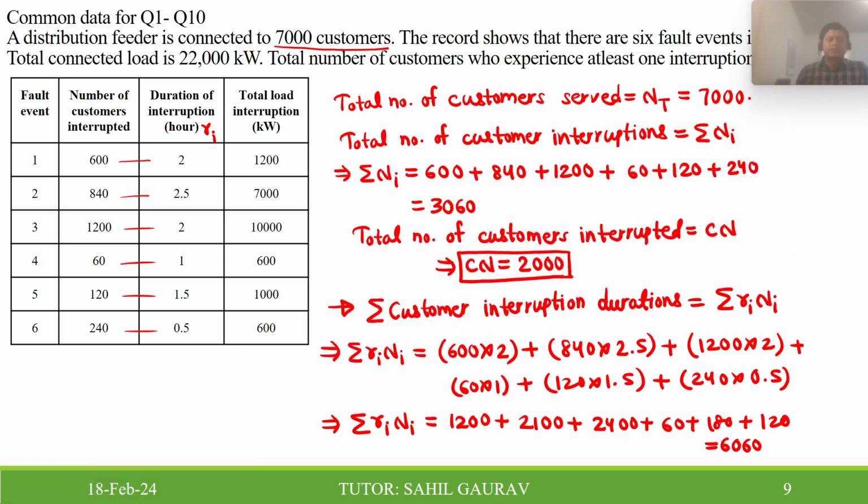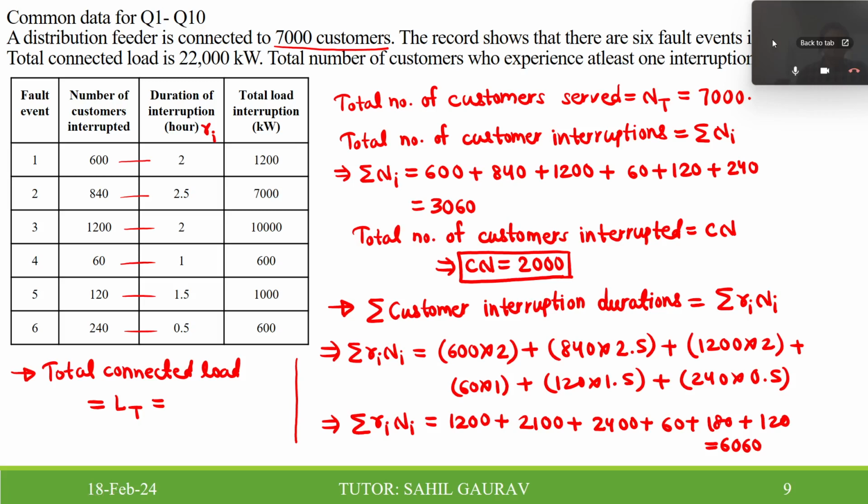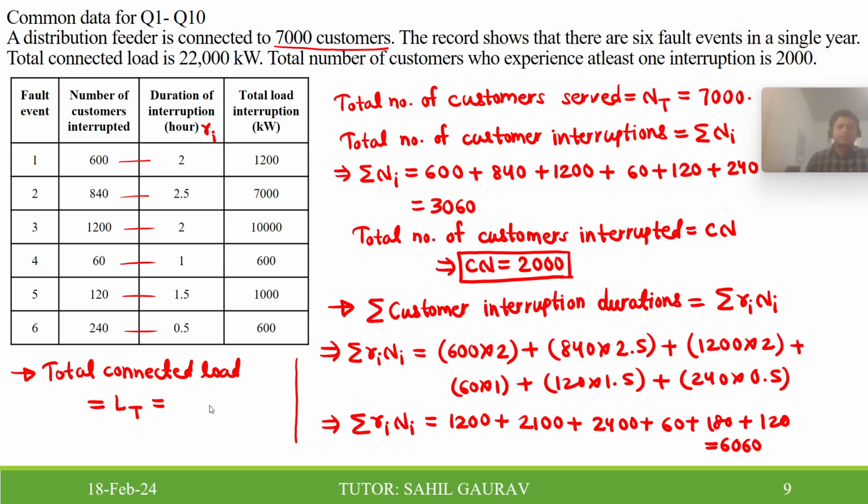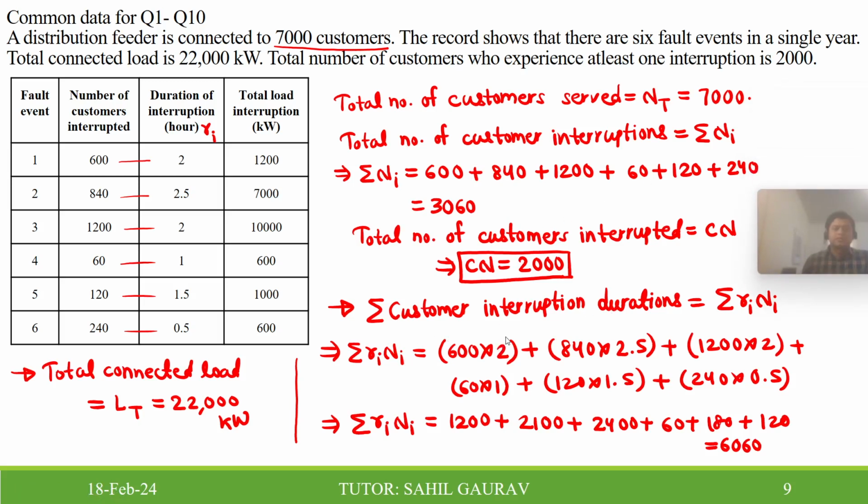And we have one more term, that is total connected load. Just first solve all these notations and then you can easily solve the problems. So total connected load equal to LT. What is the value of LT? 22,000 kilowatt. Yes, so this is the value of LT. Now whatever expressions and values we have found, we will use all these and we will find all the reliability indices.